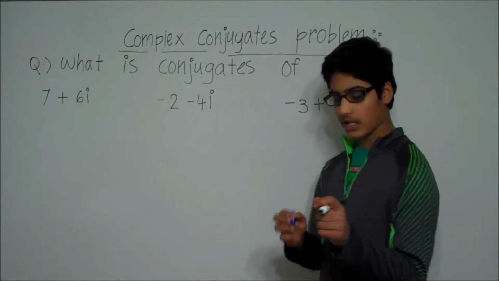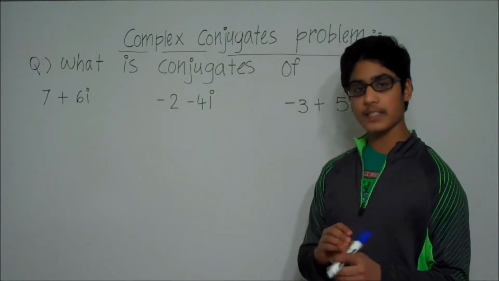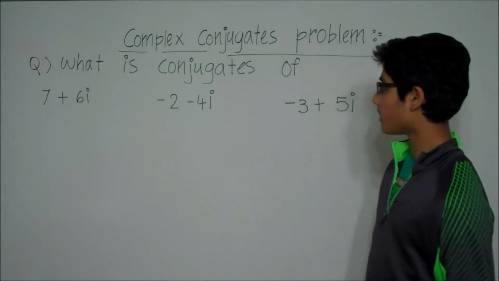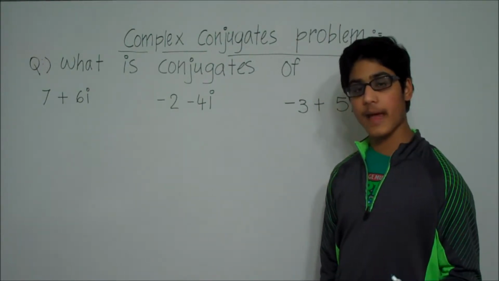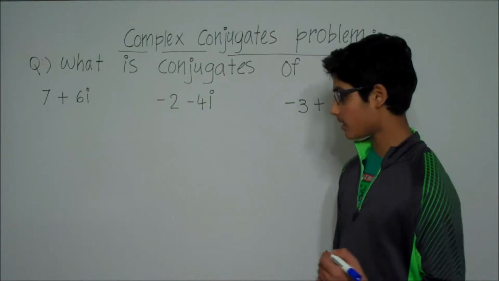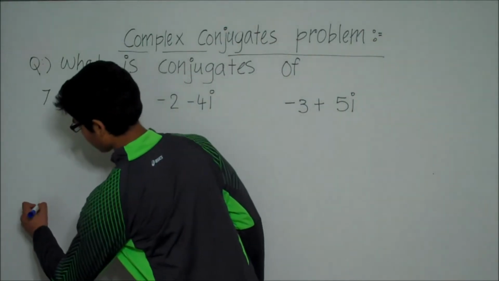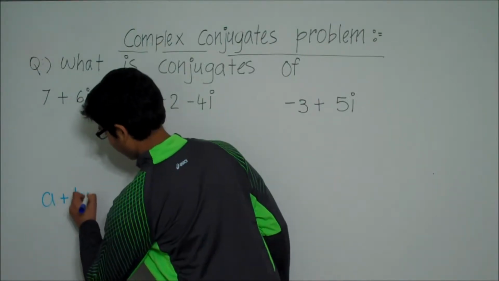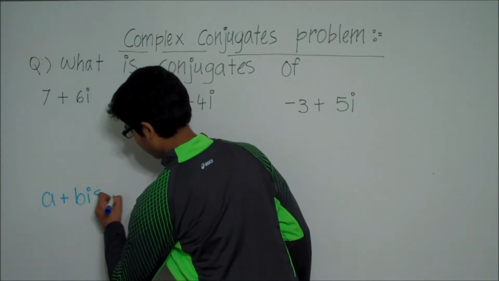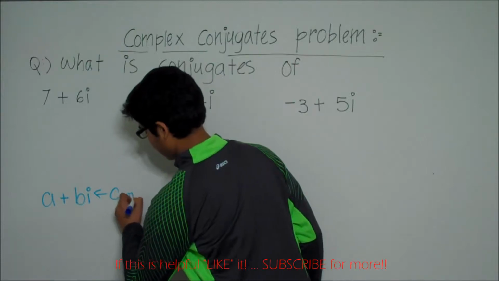So a complex conjugate is basically the same thing as a complex number, but the only difference is that the sign of the imaginary term is opposite. So a complex number is in the form of a plus bi. So this is a complex number.